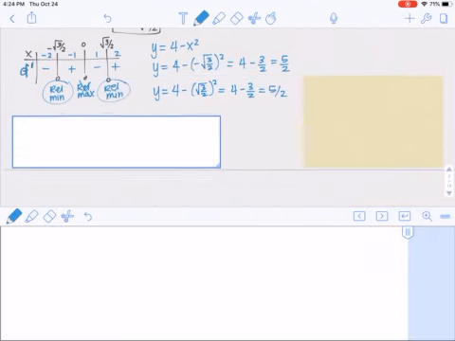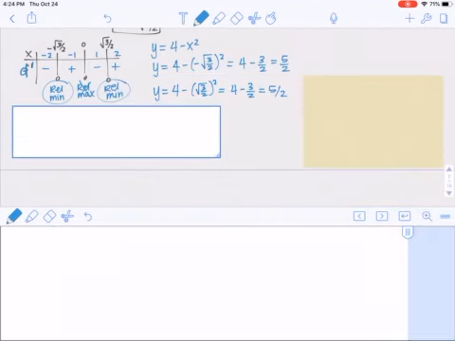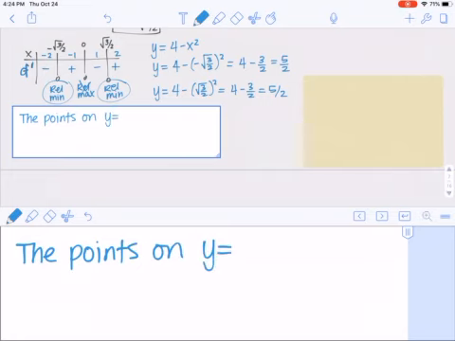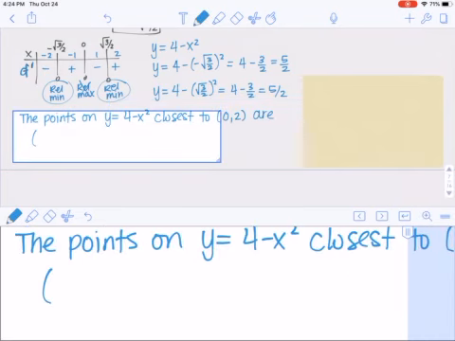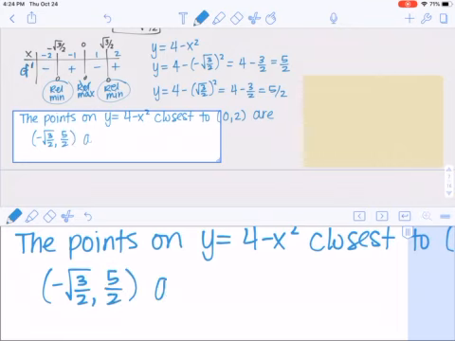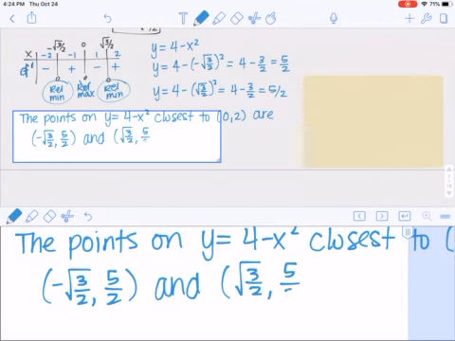Remember, my very final answer is a sentence, right? So basically I'm going to say the points on y equals 4 minus x squared closest to the ordered pair 0, 2 are negative square root of 3 halves, comma 5 halves, and square root of 3 halves, comma 5 halves. And that would be my final answer.